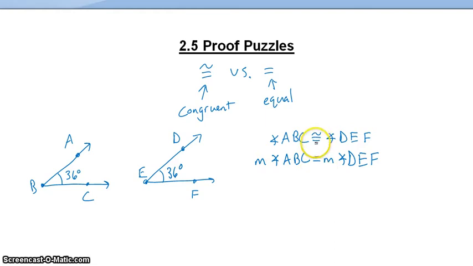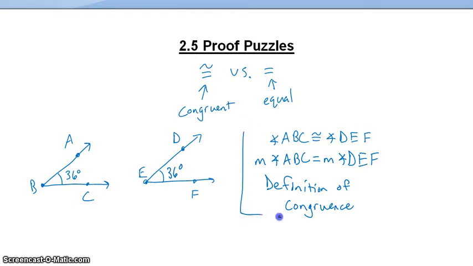Switching from a congruent sign to an equal sign is the definition of congruence. And much like an if and only if statement, definitions can work both ways. I can start with two figures being congruent and conclude that their measures are equal, or I can go the other way around. If two shapes have equal measures, then those two shapes are congruent. I can use this definition either way in a proof.